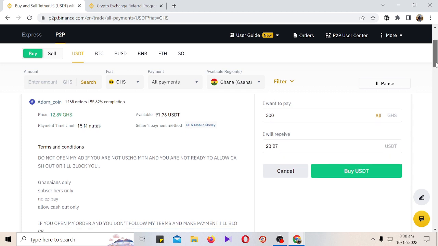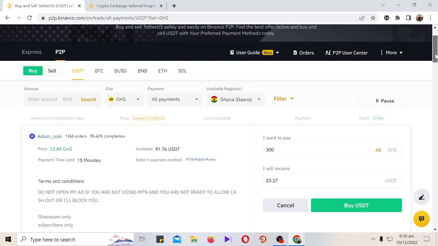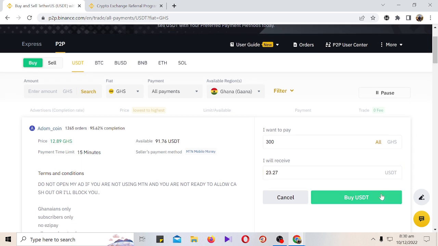Always read the terms and conditions. You can see what the guy is saying: do not open my ad if you are not using MTN and you are not ready to allow cash out. It's very important you always set the trade if you are ready. If you are not ready to trade, don't click on buy. So for us to buy USDT from this guy, we just click on buy here. When we click on buy, we are going to send our number to him and allow cash out so that we'll be able to buy it from him.